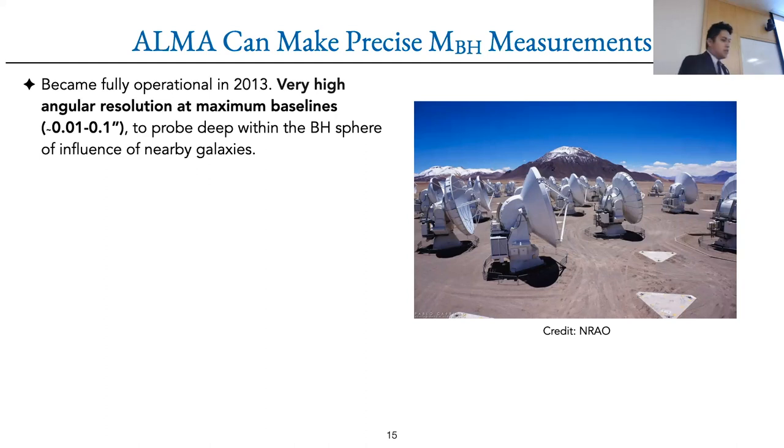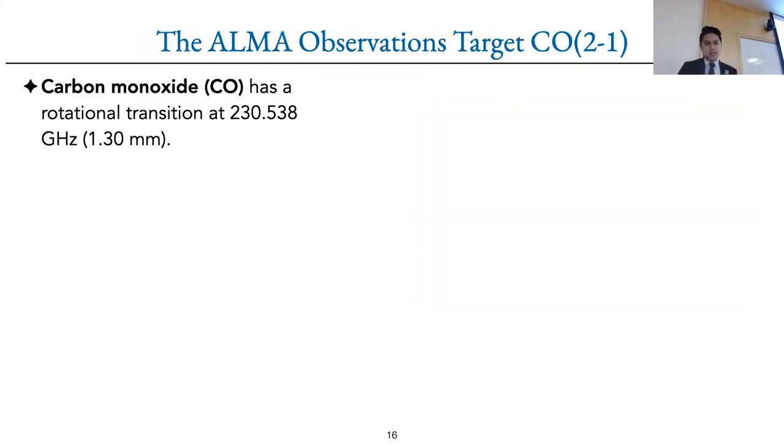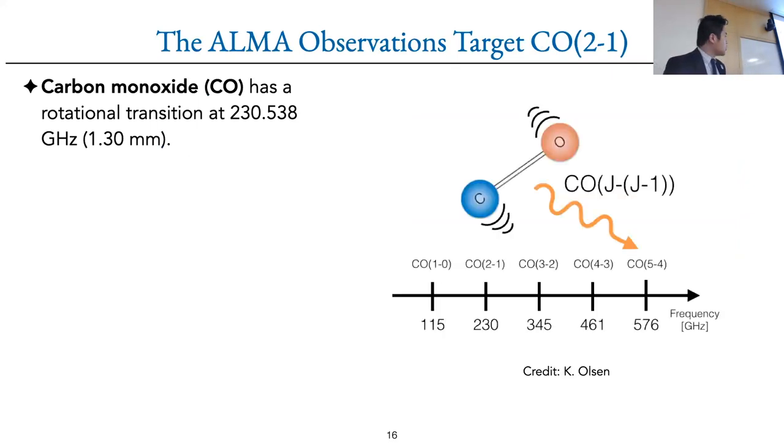Now, what do these things actually target? What do they actually observe? What's the signal they're looking for? Well, for pretty much all of the targets in my dissertation, the molecule that we target is carbon monoxide. It's CO. CO has a rotational transition, when the carbon and the oxygen rotate about their common center of mass. We target a specific one that has a frequency of about 230.5 gigahertz or 1.3 millimeters.